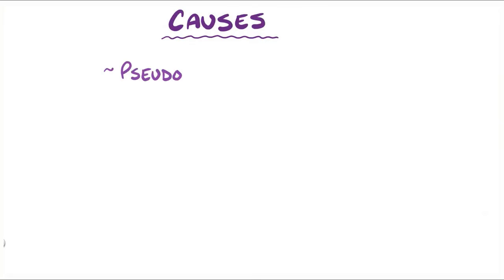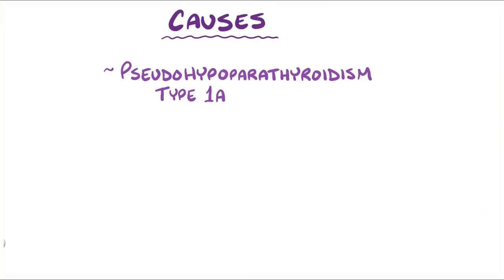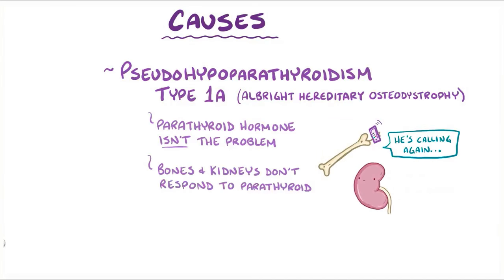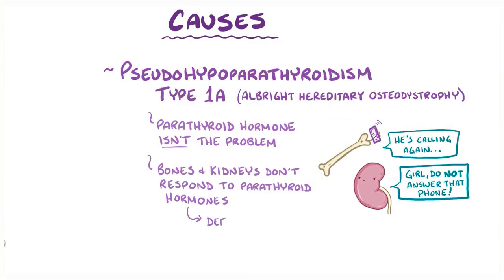Finally, there's pseudohypoparathyroidism type 1A, or Albright hereditary osteodystrophy, which is when the parathyroid hormone isn't the problem at all, and instead the kidneys and bones simply don't respond to parathyroid hormone because of a defect in their parathyroid hormone receptor.